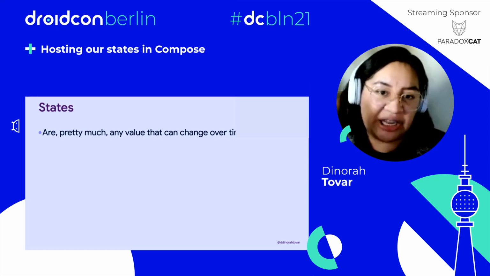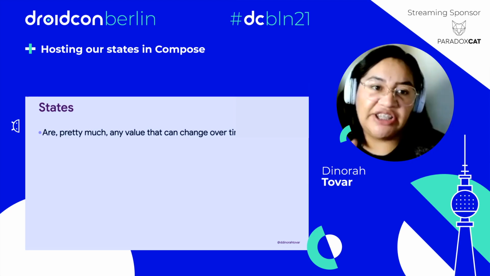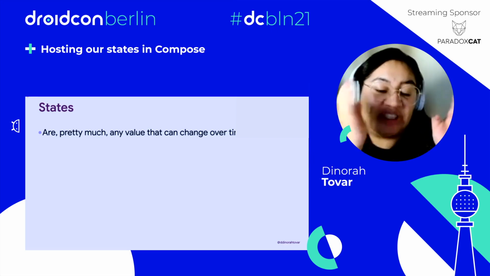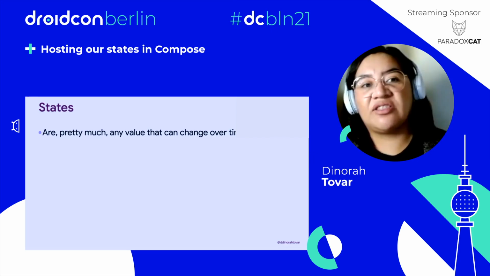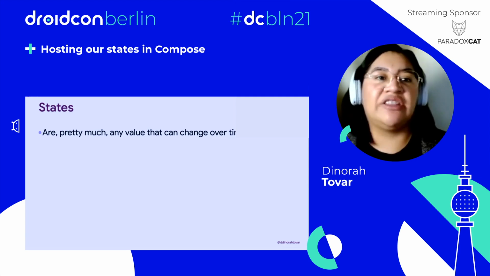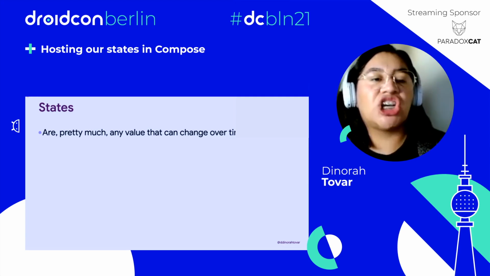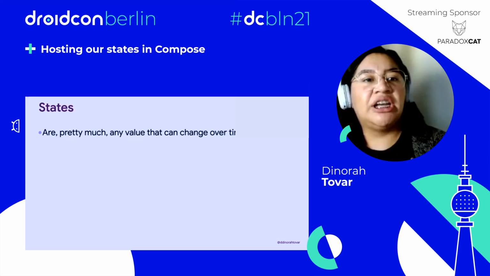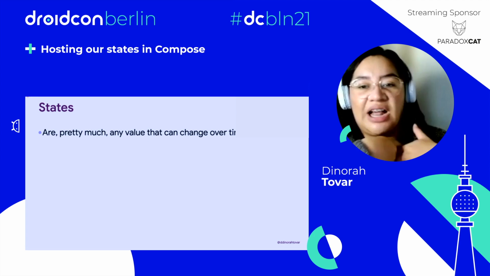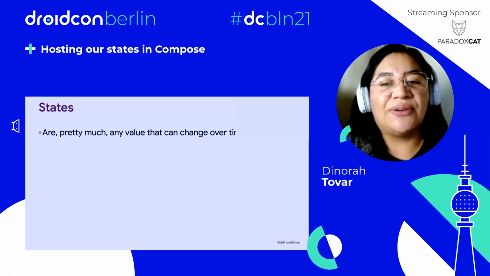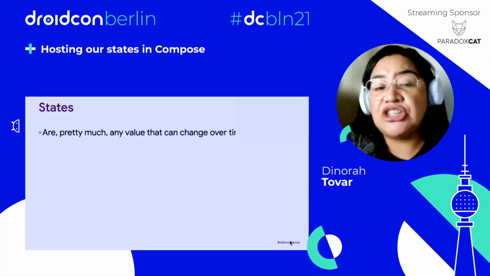It can be a lot of things. So we need to be very careful when we talk about states, because it's a really complex topic. It can be a LiveData that comes from an API. It could be an RxJava function after a heavy operation. Could be a Flow. Could be just a string with the name of the user. It could be a lot of things. They change over time.